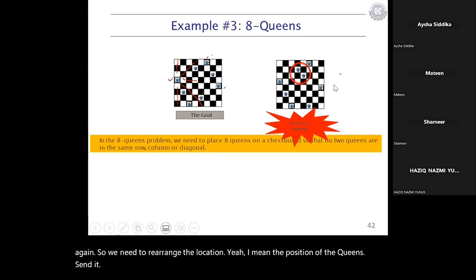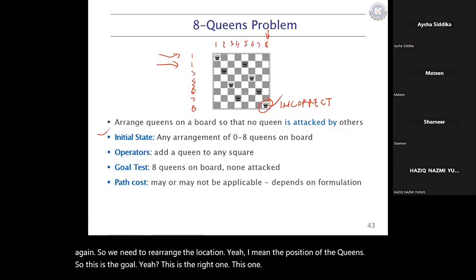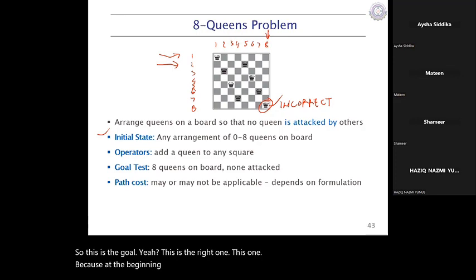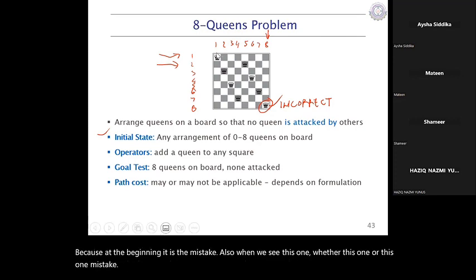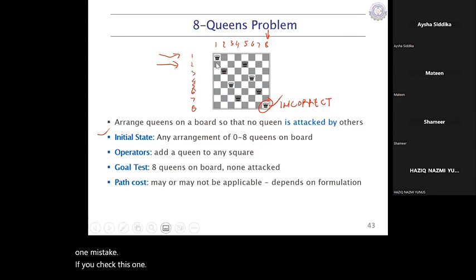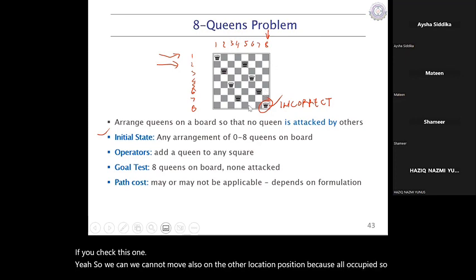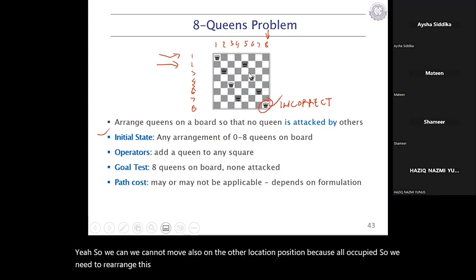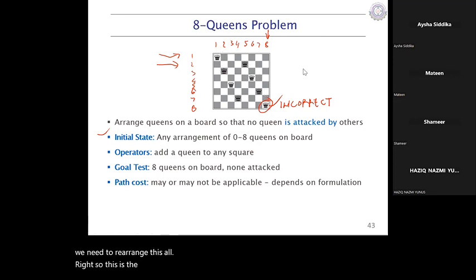So this is the goal. Yeah, this is the right one. At the beginning it was also a mistake when we looked at whether this one or this one was wrong. If we check this one, we cannot move it to another position because all are occupied. So we need to rearrange all of this, right? So this is the problem we have to solve.